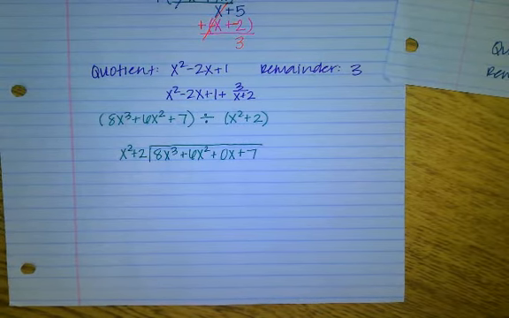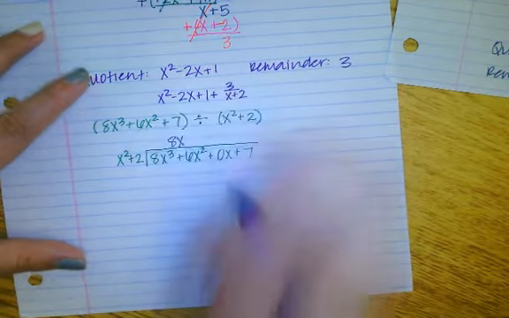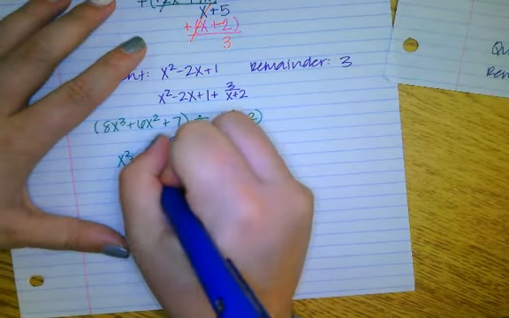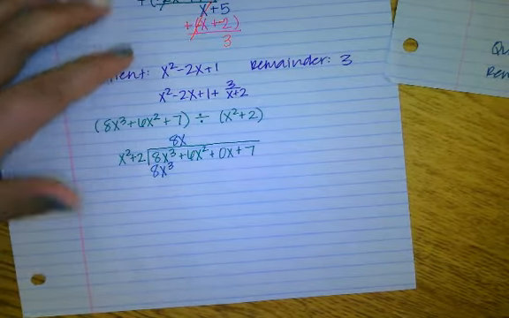Okay, so this time, what's the first term we're trying to kill? 8x cubed, and what are we going to have to multiply by in order to kill that one? 8x, okay. So now we have 8x times x squared plus 2, and what is that going to give us? 8x cubed, and what about the second term? 16x. Okay, this is where it gets tricky.